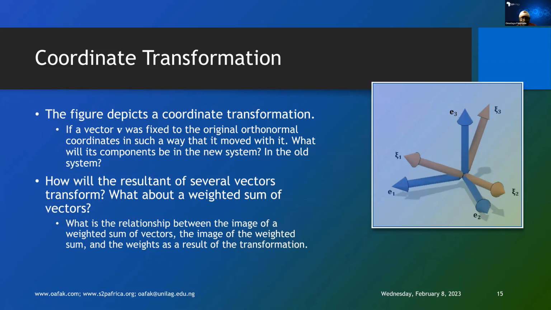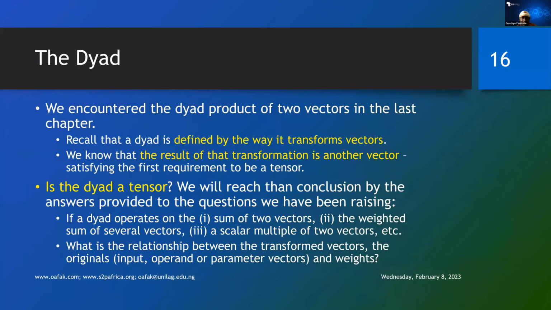The dyad. We encountered the dyad product of two vectors in the last chapter. Recall that a dyad is defined by the way it transforms vectors. We know that the result of the transformation is another vector, satisfying the first requirement. But is the dyad a tensor? We will reach that conclusion by the answers provided to the questions we have been raising. If the dyad operates on the sum of two vectors, the weighted sum of several vectors, and the scalar multiple of vectors, what is the relationship between the transformed vectors and the originals?